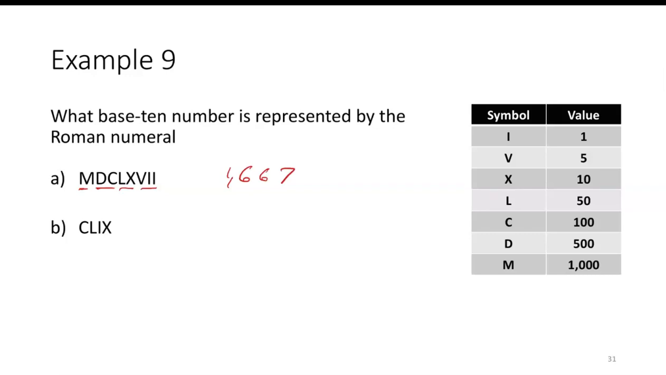CLIX, well, the C is 100. L is 50. And then IX stands for 10 minus 1. So that would be 159.